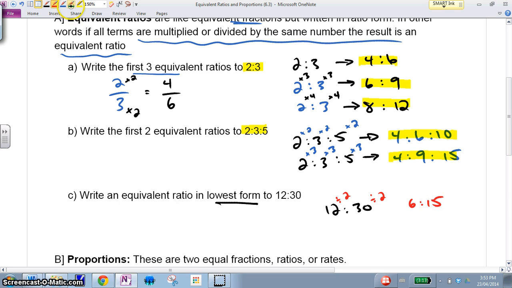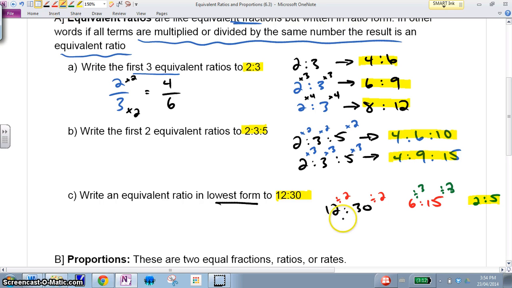And then once we're there, we want to ask ourselves, can we keep dividing? Well, yeah, in this case, we can divide by 3. So if we divide the first and the second number by 3, we get 2 to 5. So 2 to 5 is our lowest terms for our initial 12 to 30.